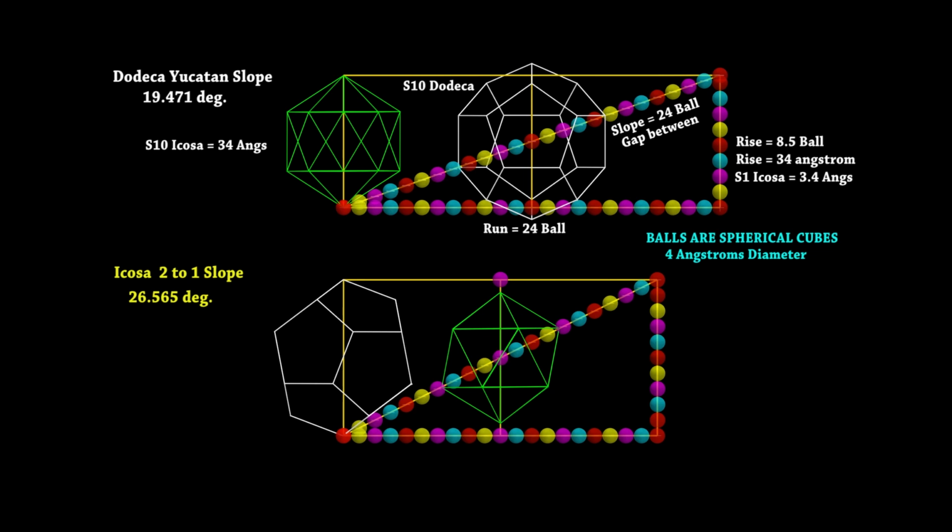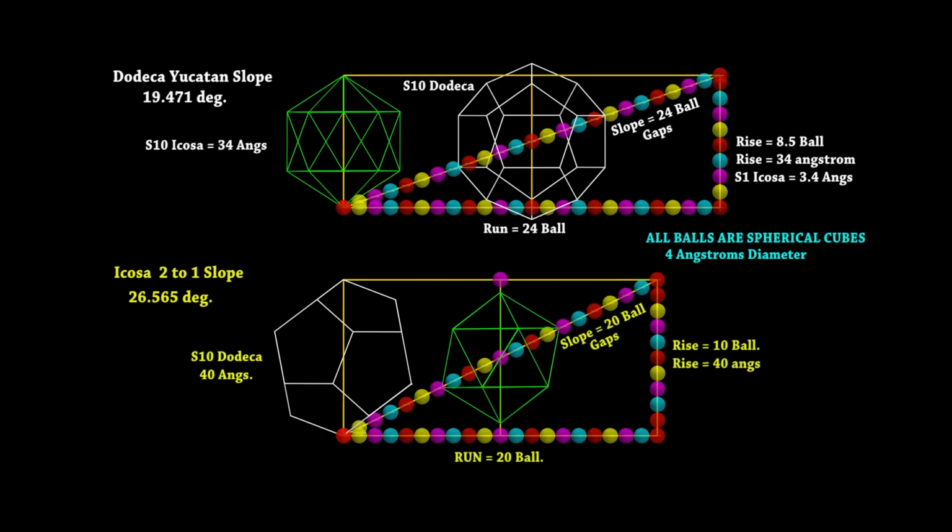Now what's amazing of this piece of geometry is that a 24 ball run will produce an 8.5 ball rise, which is 34 angstroms, which is the size of a size 10 Icosa. Okay, now let's take a look at the bottom geometry. And this shows the Icosa slope, which is 26 degrees. Now what's amazing about this piece of geometry is that the run and the rise are exactly 2 to 1.